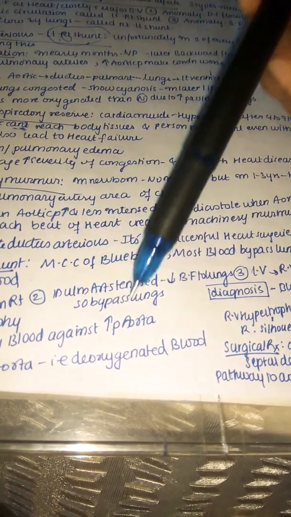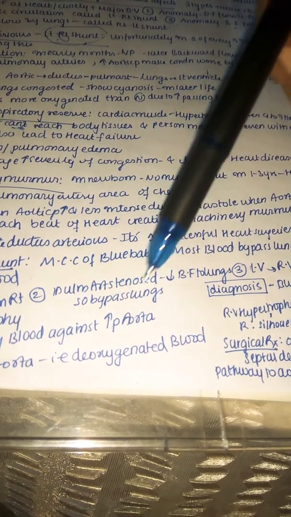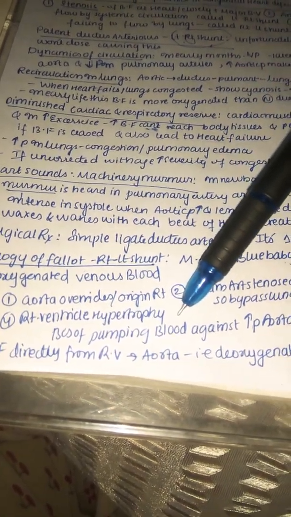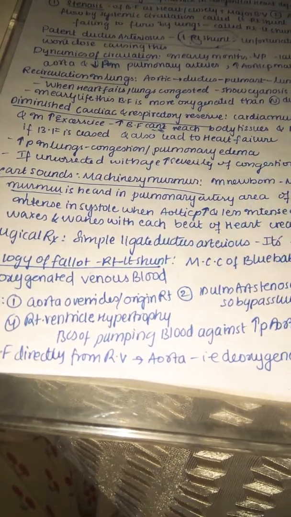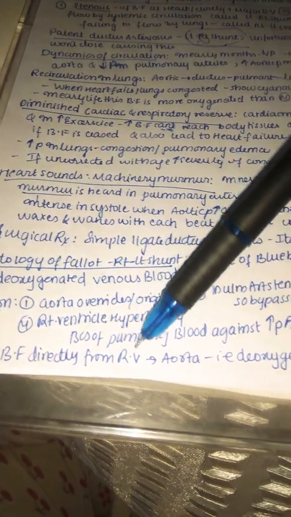The second one is pulmonary artery stenosis, so there is a decrease in blood flow to the lungs, so blood bypasses the lungs. The third one is that the blood passes directly from the left ventricle and right ventricle to the aorta. And the fourth one is right ventricular hypertrophy, because now you can understand, the aorta is on the right side, so higher pressures in the aorta lead to ventricular hypertrophy, because of pumping blood against the increased pressure of the aorta. And 75% of blood flowing from the right ventricle enters into the aorta, that is the deoxygenated blood. So this is the main problem seen in tetralogy of Fallot.